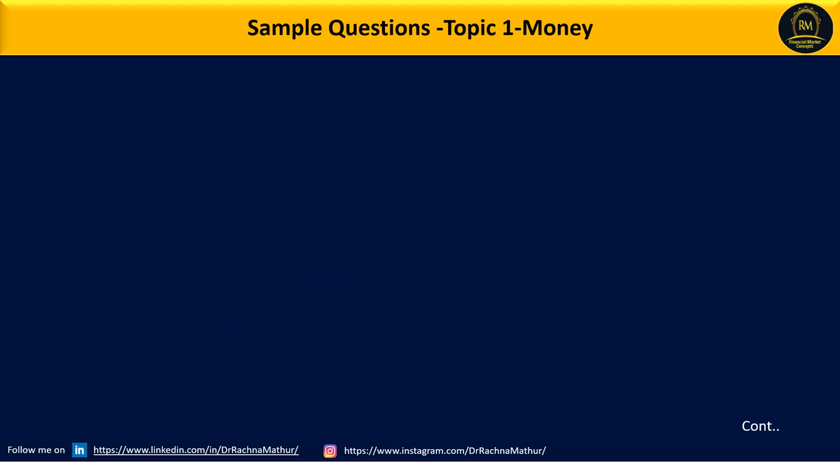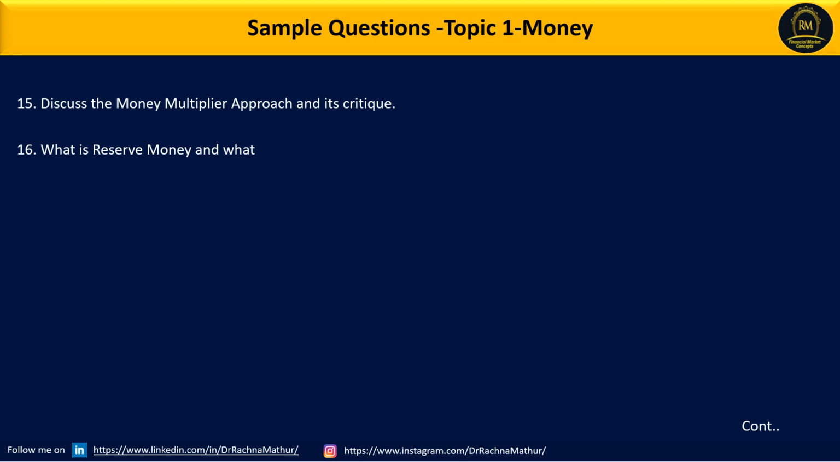Some more important questions from topic 1 are: discuss the money multiplier approach and its critique. What is reserve money? This is very important. Either the question can come on reserve money or high powered money or monetary base. So prepare it well. What is reserve money and what are the sources of change in reserve money?